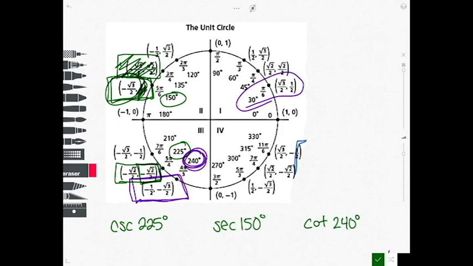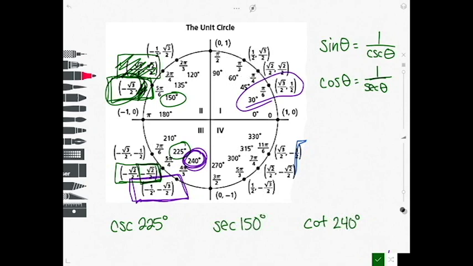Okay, so let me write that down again. Sine of an angle is equal to 1 over cosecant of that angle. And vice versa, cosecant of an angle is 1 over sine. Cosine is 1 over the secant. It's a reciprocal, so secant is 1 over cosine. And tangent is 1 over cotangent. And vice versa, cotangent is 1 over tangent. So what that means is any fractions that I see, I'm going to flip over.